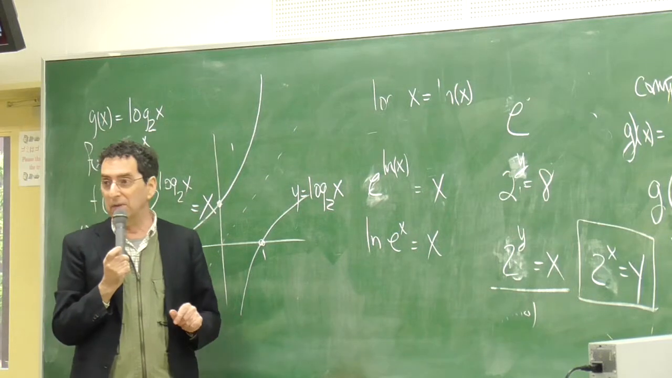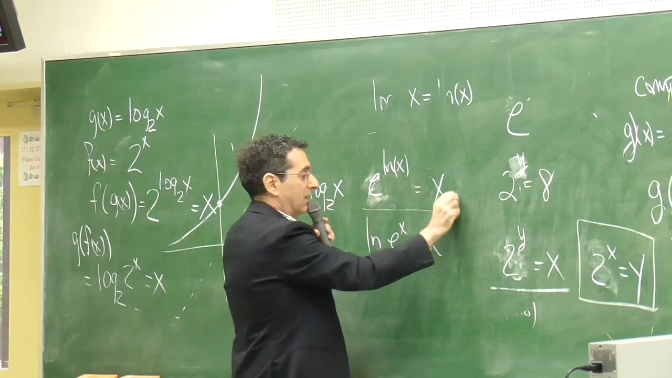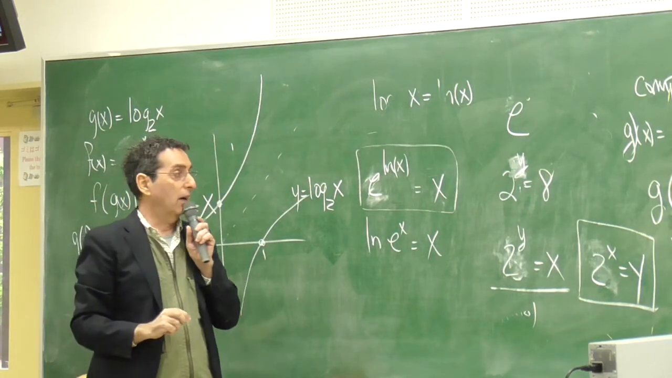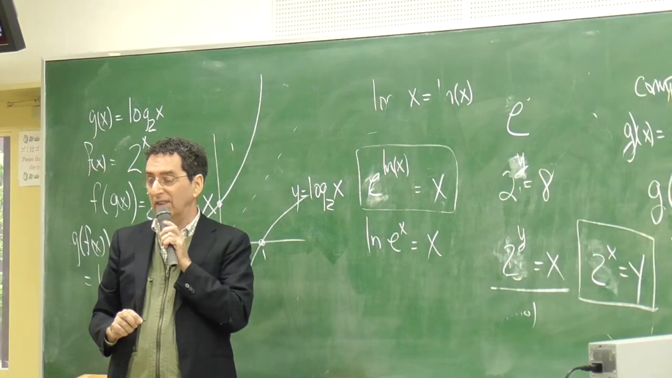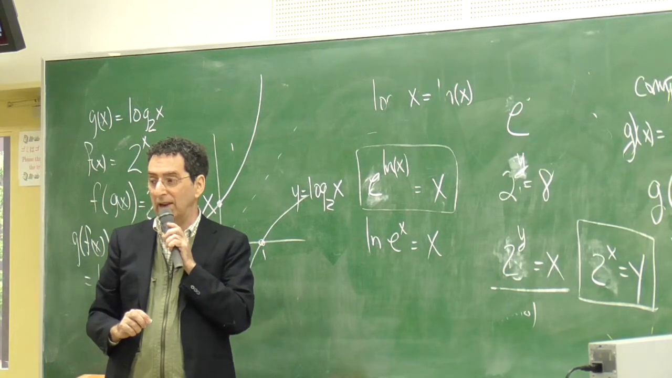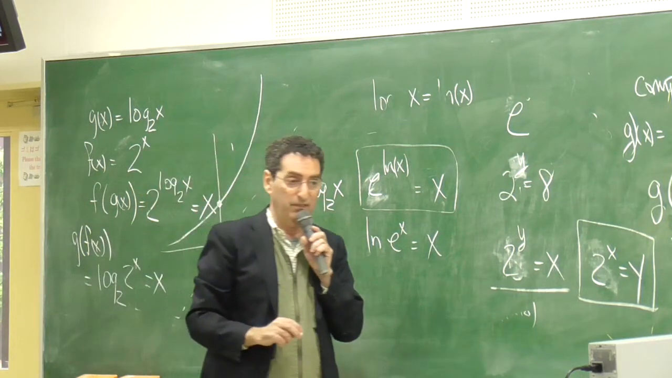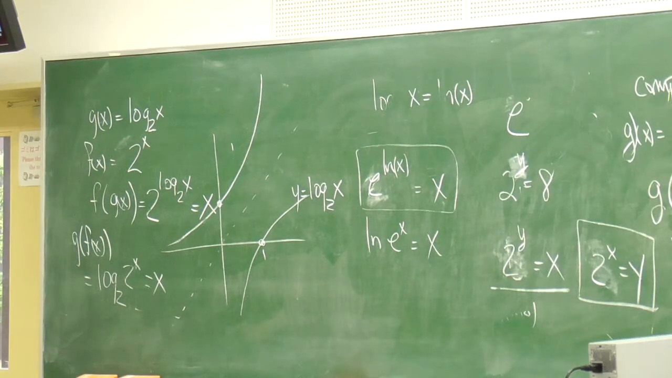All right, any questions about that? So these are not like really mysterious. These are just that we define ln of x to be the inverse of e to the x. There's nothing else behind that statement. Okay? Okay. So now we've talked about logs. Anybody have any questions about that?